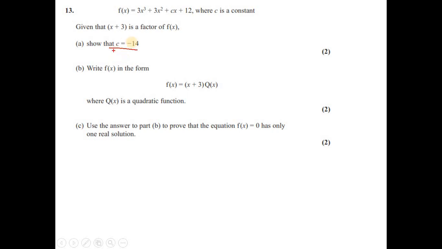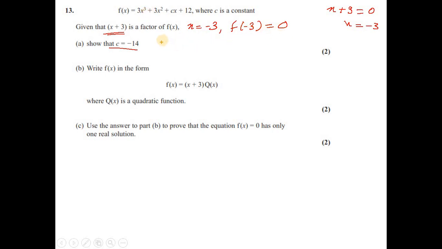So if they are saying that x plus 3 is a factor of the given function, that means x plus 3 equals 0, so x is equal to minus 3. That means if you put x equal to minus 3 in the function, the value of the function should be 0. So f of minus 3 should be equal to 0 if x plus 3 is a factor.